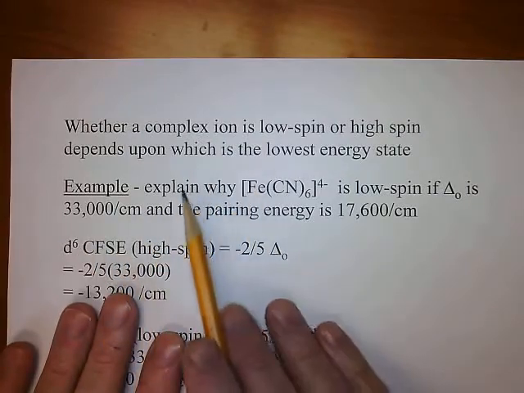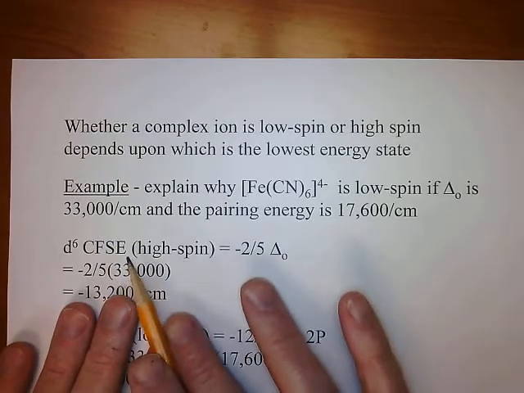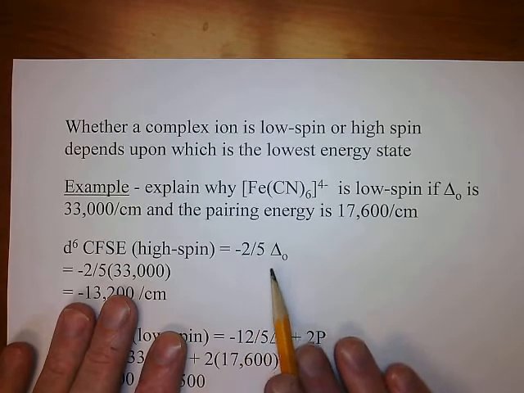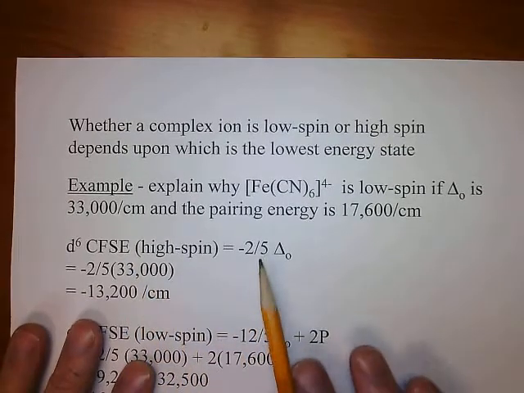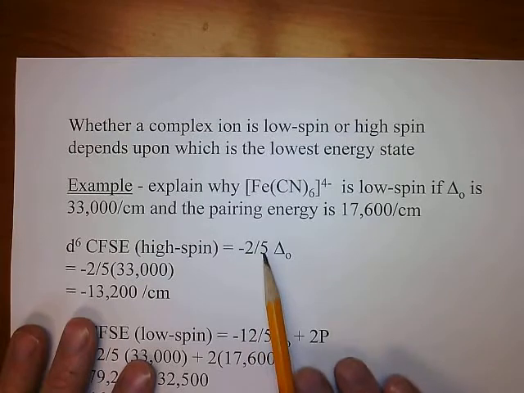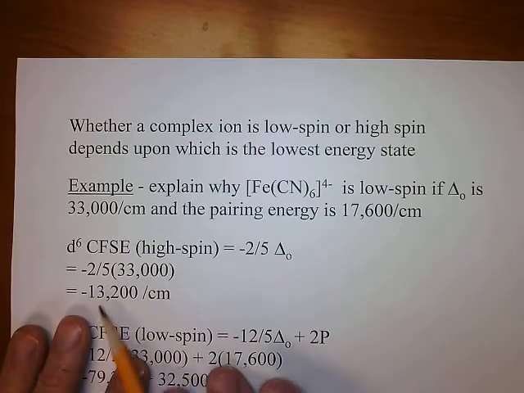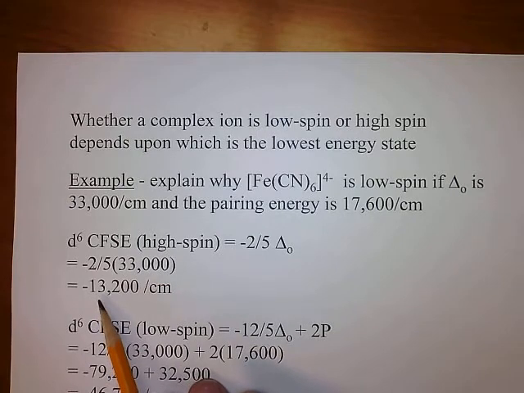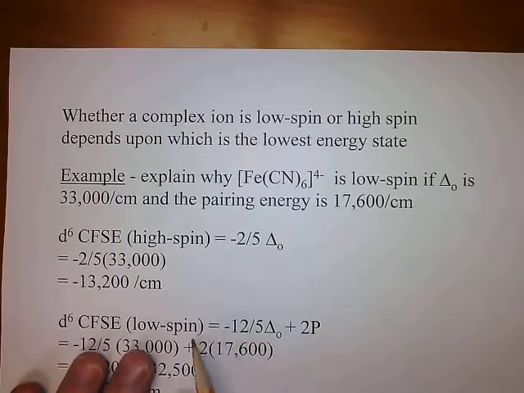So we said in the previous video, for a high spin d6 ion, the crystal field stabilization energy comes out to be 2/5 times the field splitting. So we're going to multiply, and it's negative because this is energy that we get out. So it's negative 2/5 times the field splitting, or negative 2/5 times 33,000, which comes out to be negative 13,200 per centimeter. Okay. So now let's do it for the low spin case.